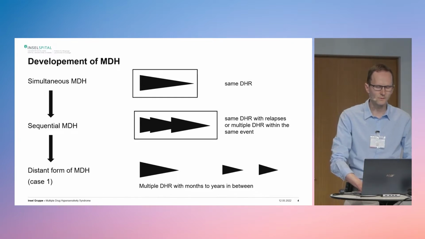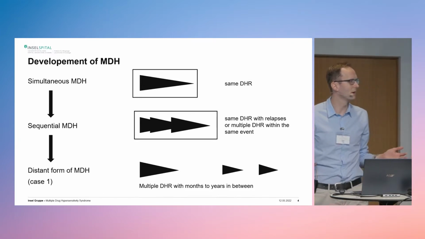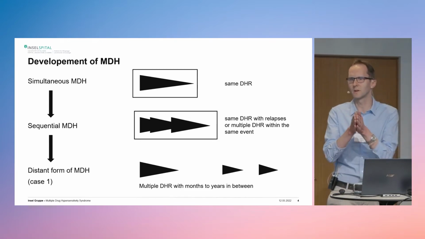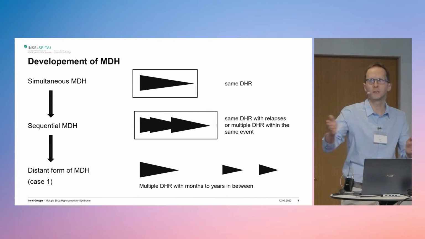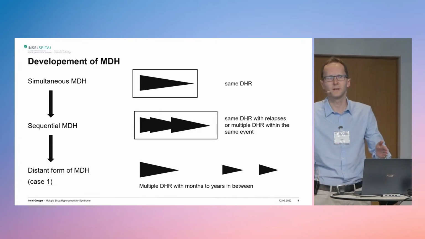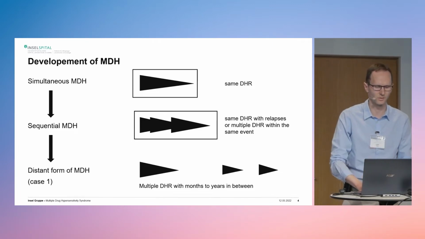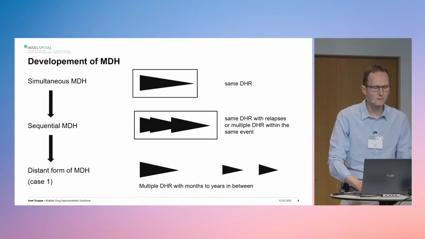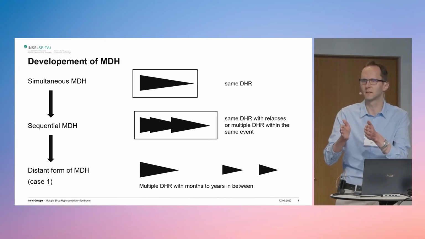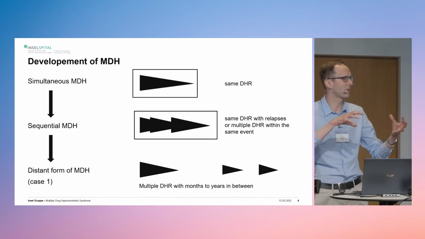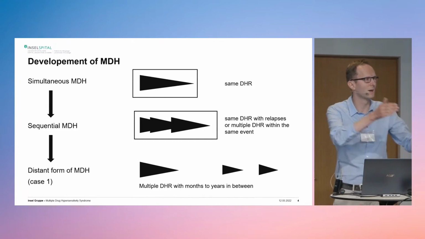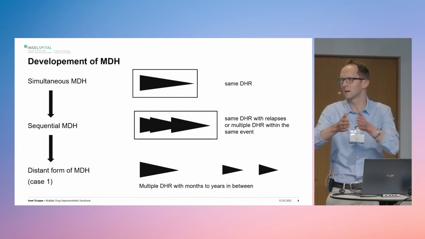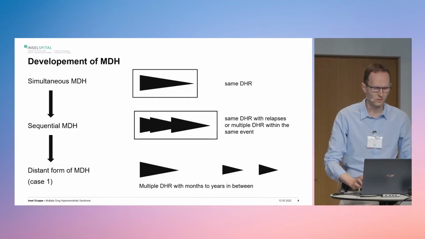And then the third one, that's the patient I showed you before, is a distant form. So you have one drug hypersensitivity reaction in the beginning, 2 years later you have a second one, 4 years later you have a third one. Now these three forms are not exclusive, so they can be mixed. You can have a person that has a simultaneous form, and then later on he develops a distant form. So they can all be mixed up.